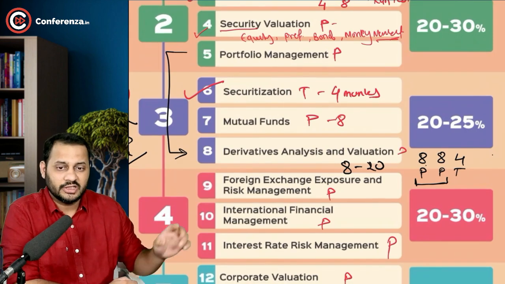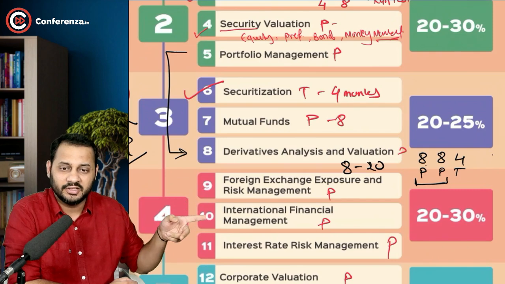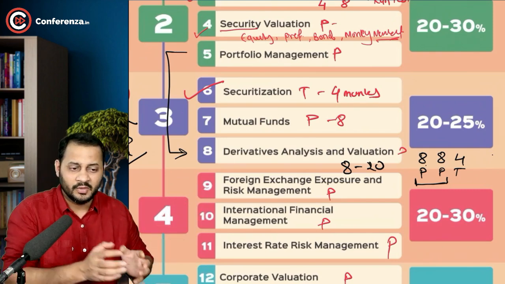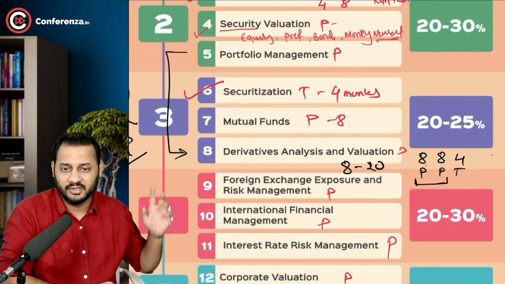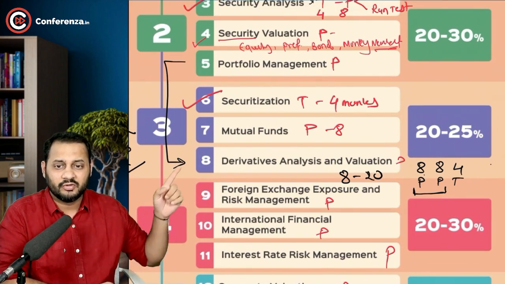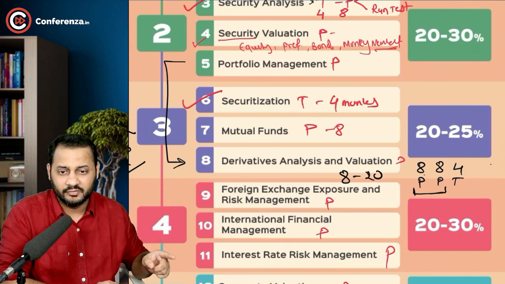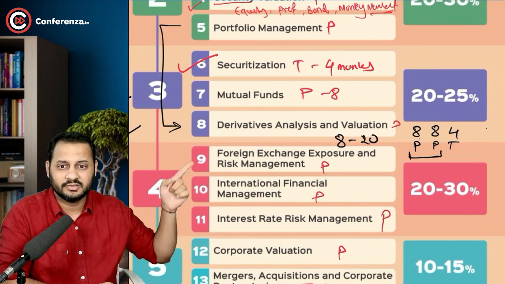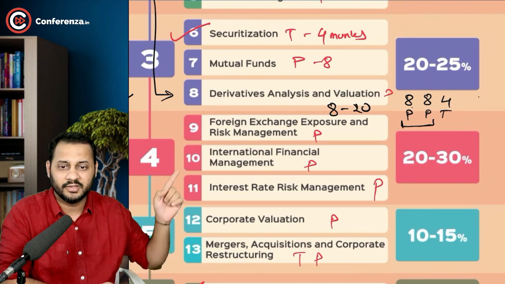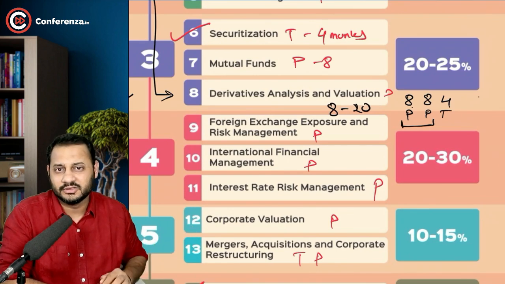There are two chapters related to the foreign currencies, which is foreign exchange exposure and risk management, and then international financial management. One big chapter and one small chapter supporting that big chapter comes after the derivatives. For the derivatives chapter, interest rate risk management was playing the supportive role, and for forex, international financial management is giving the company, and for mergers, corporate valuation will give the company. But we'll start the corporate valuation first and later on the mergers and acquisition.